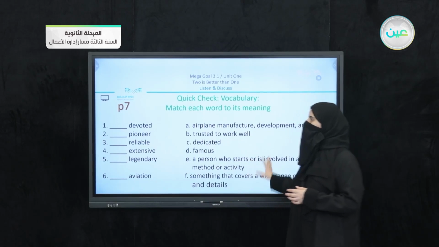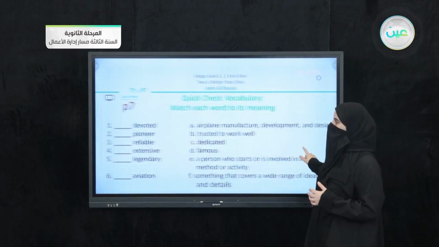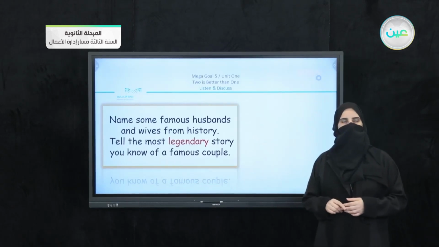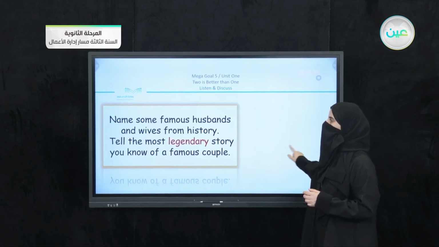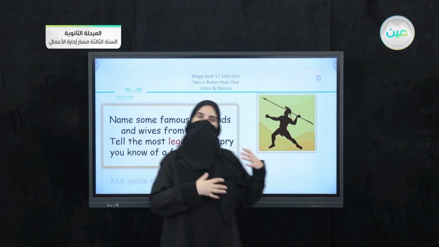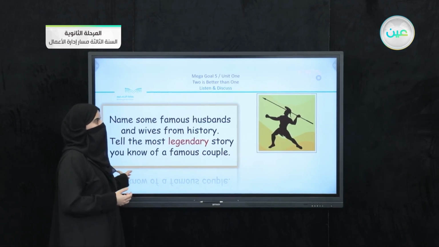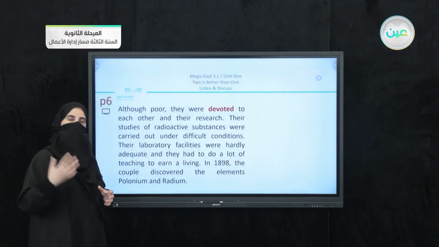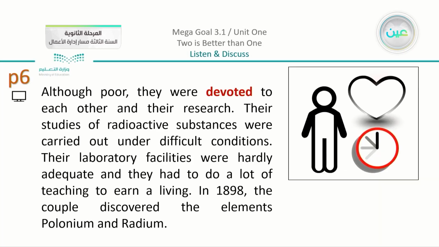Now going back to our words. Before we do the exercise, I just want to remind you that we have the word legendary from the very beginning. Now name some famous husbands and wives from history. Tell the most legendary story. I can give you this picture, just to show you that it is something old, related to something old, and we have here historical. Now here we have the word devoted. I can relate it to this picture. Time, feelings in a person, devoted.